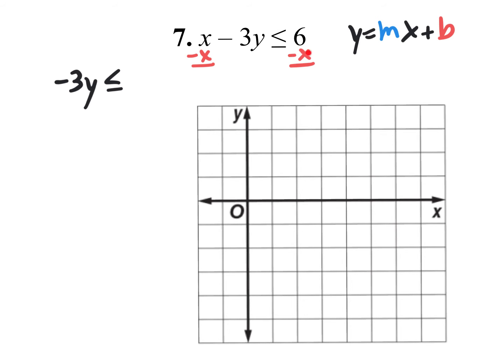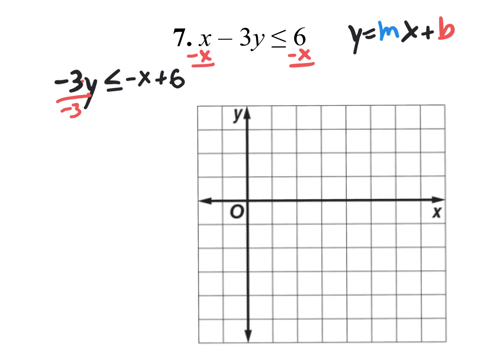But I want to write it with the -x first and the +6 second. So -x first plus 6 second. Now we're almost done. All we have to do is this last step to get y by itself. What do I do? Divide by -3.